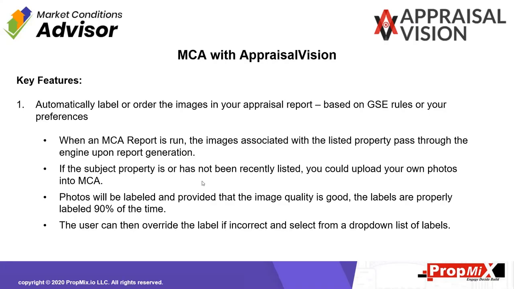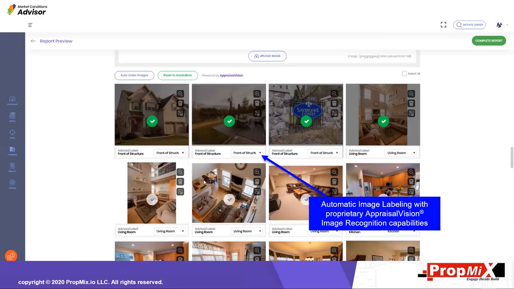So if the property, as I mentioned, was previously listed, we'll have those listing images. If it was not previously listed, you will even have the ability to upload your own photos. And then you could also override the labels for those photos if it's misidentified or something of that sort.